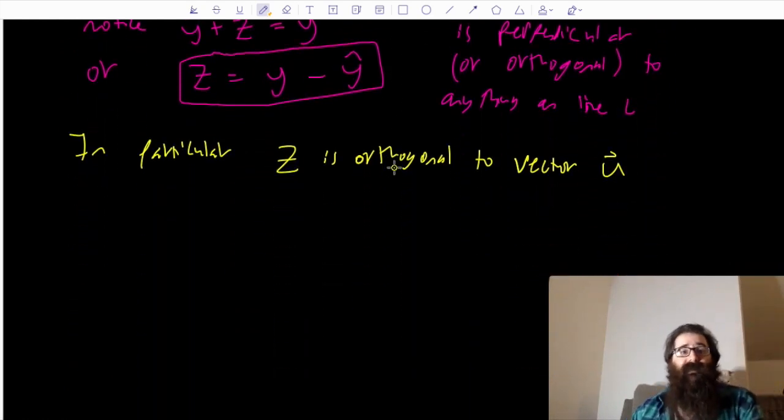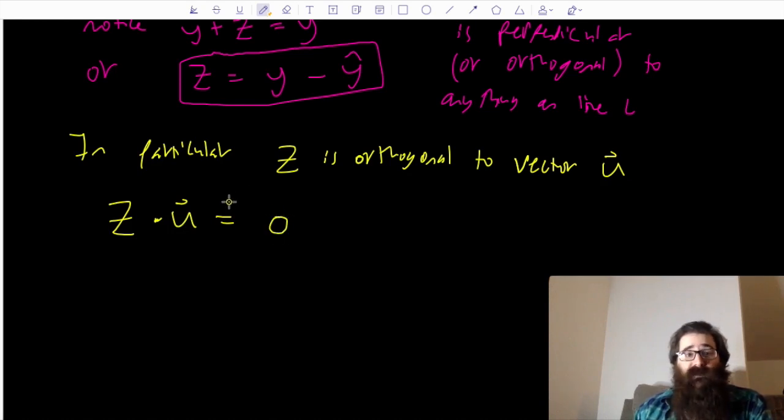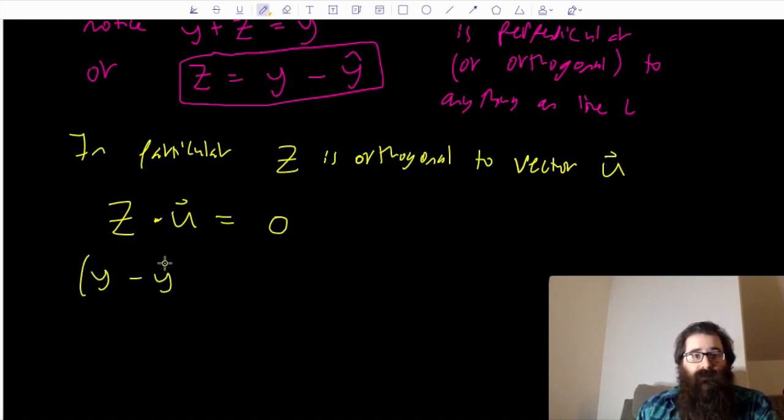So what does that mean? If z is orthogonal to the vector u, that means z dotted with u is going to give me 0. The dot product is going to give me 0. But what did we say about z? Well, right up here we said z is y minus y hat. So y minus y hat, I can make that replacement, dotted with vector u is going to give me 0.